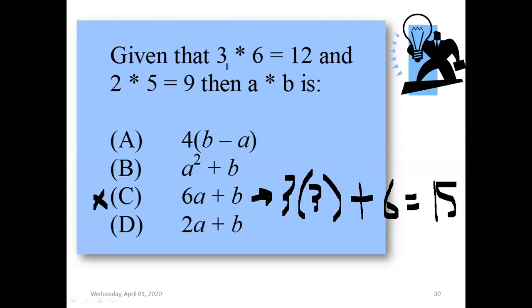At the same time, you're supposed to put 2 and 5 in the same formula and get 9. So the one formula must give 12 when you put in 3 and 6, and when you put in 2 and 5, you're supposed to get 9. So the question is, which formula would work? Can someone test D?